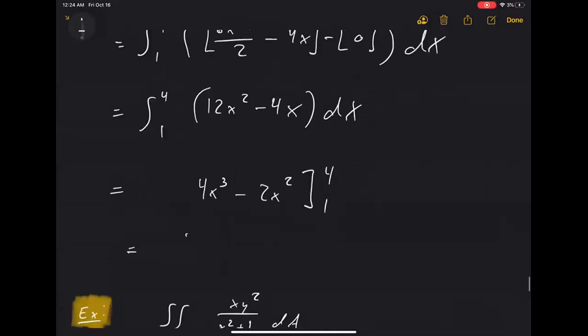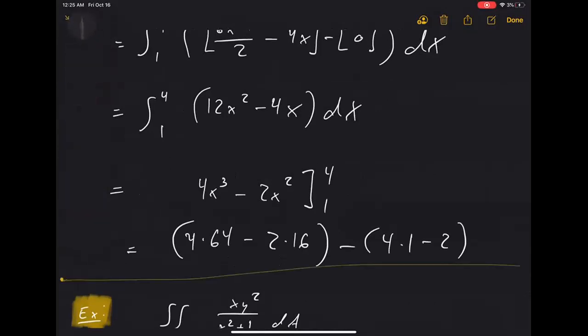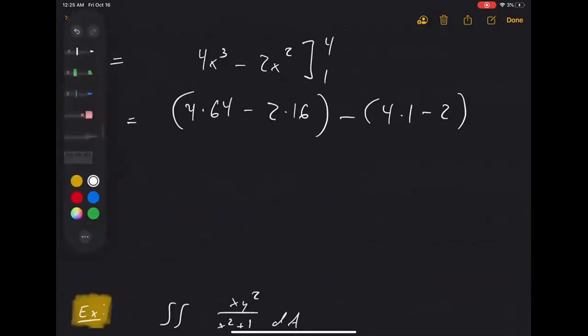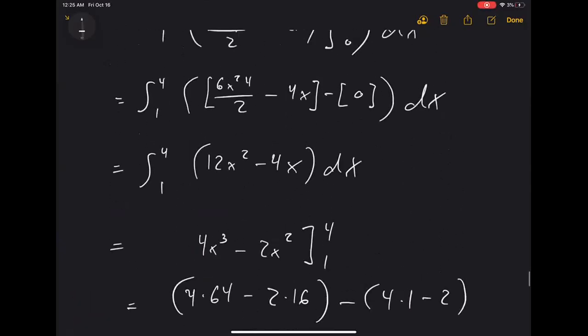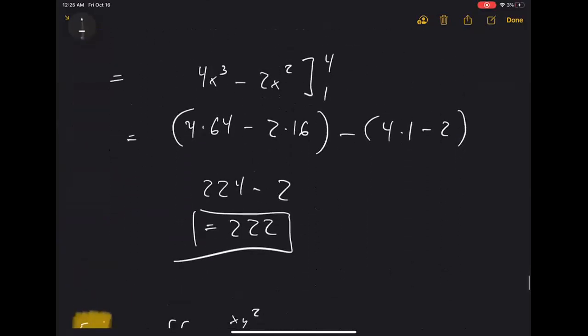I plug in my 4. Let's see, I get 4 times 4 cubed, which is 64, minus 2 times 16. Okay, minus 4 times 1 minus 2. So it's 64 times 4, 256. 256 minus 32 is what? 224, something like that. Minus 2, something like 222. Double check my math on that. All right, so 1 integral down.